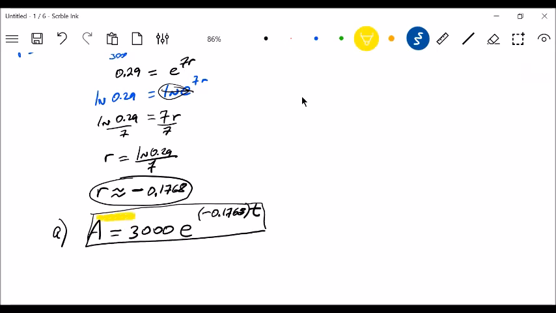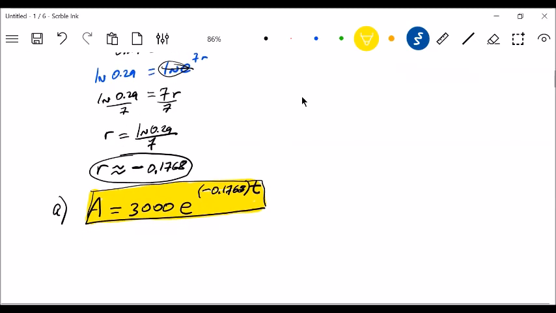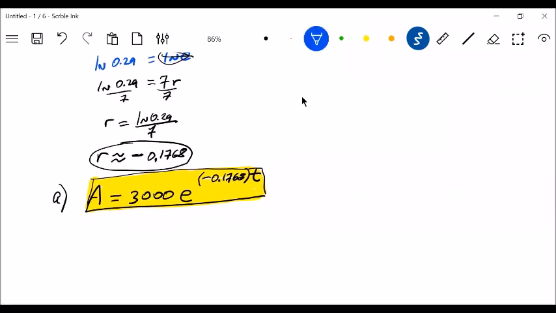If we were given the amount of time, we could find the amount of fish left. If we were given the amount of fish, we would be able to find the time that it took for it to get down to that low. Okay. Now let's analyze something about this rate.